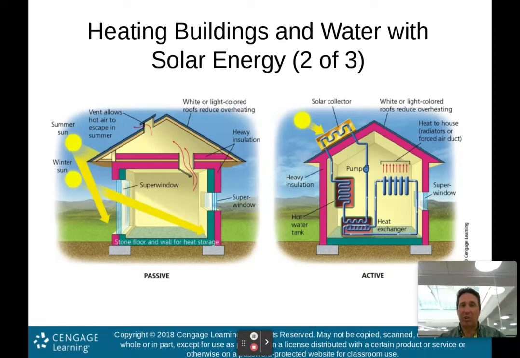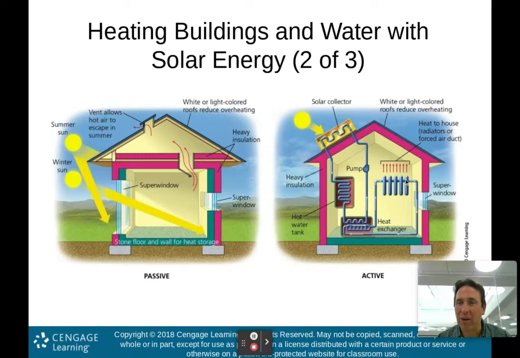In an active solar heating system, the difference is you have a solar collector on the roof. You have pipes with a pump that has water going through the solar collector. As the water goes up into the solar collector, it heats up, right? You then take that hot water into a tank here that you then use to produce your heat in the house, all right?